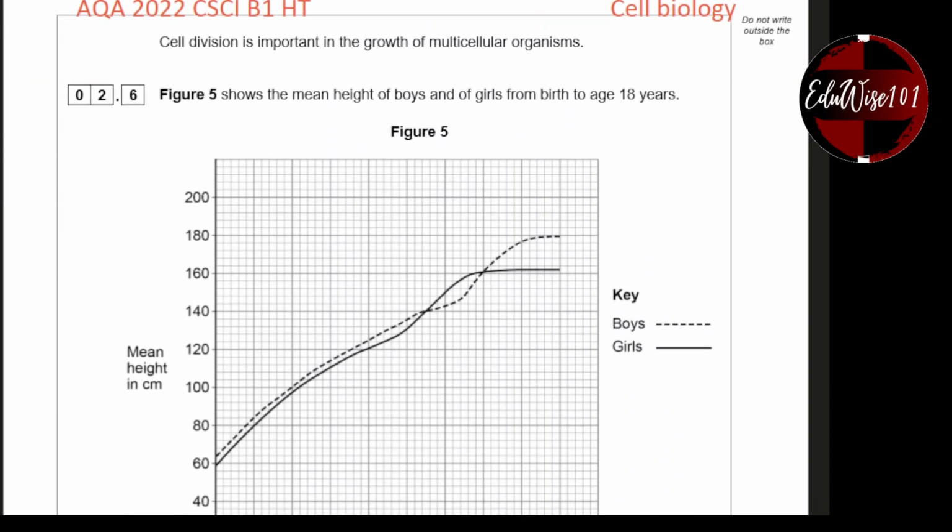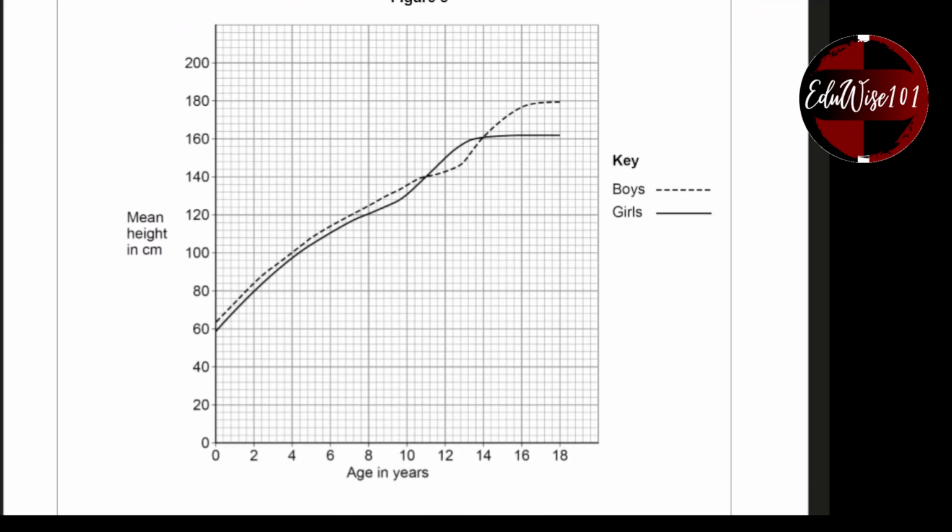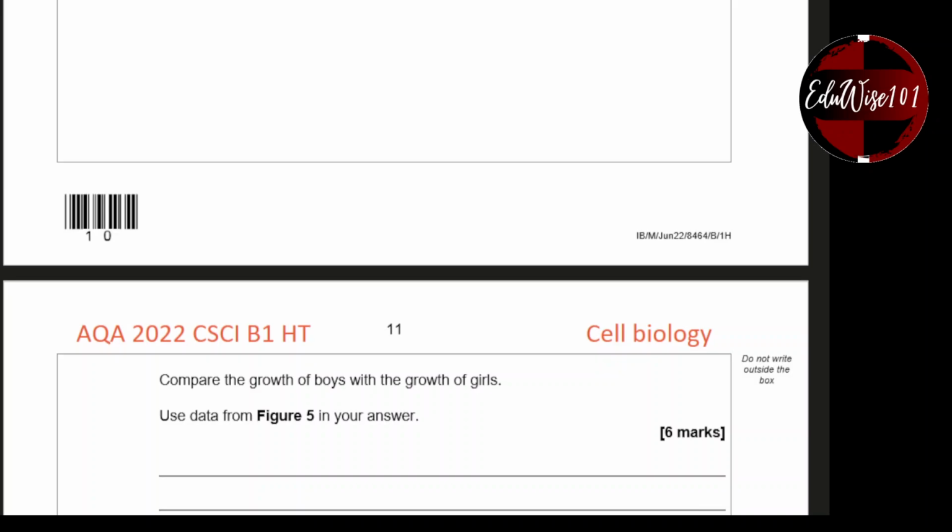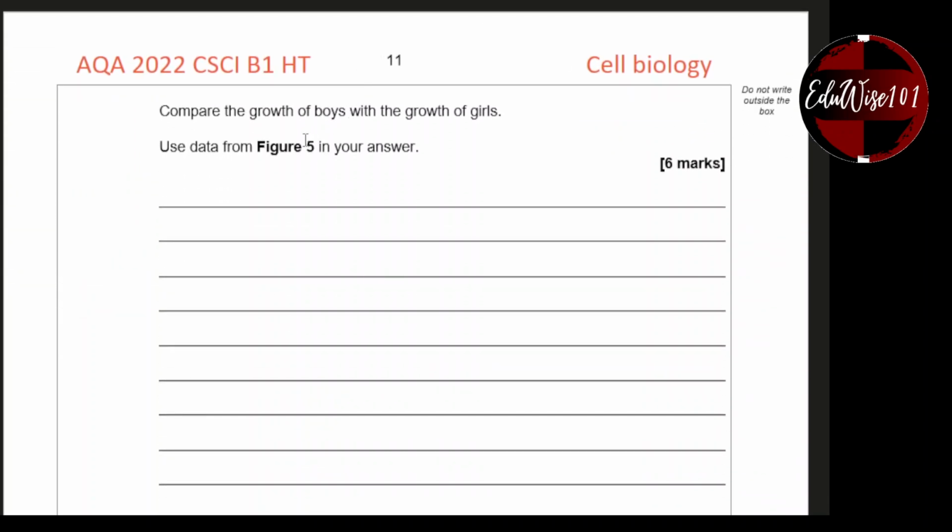Cell division is important in the growth of multicellular organisms. Figure 5 shows the mean height of boys and girls from birth to age 18 years. So the dotted line is the boys and the solid line is the girls here. They're starting at about 64 centimeters and it's showing from 0 to 18 years old. Okay. What's the question asking? It's a 6-mark question. Compare the growth of boys with the growth of girls. Use data from figure 5 in your answer.